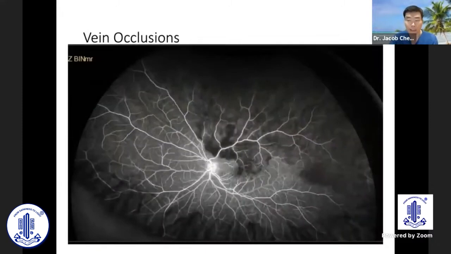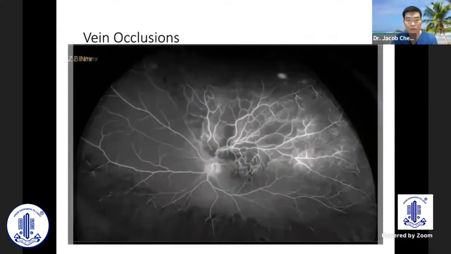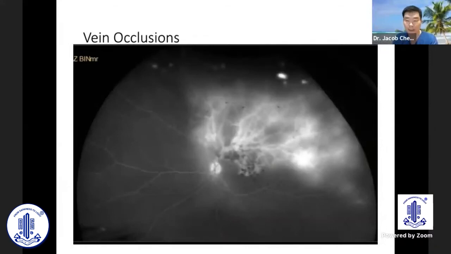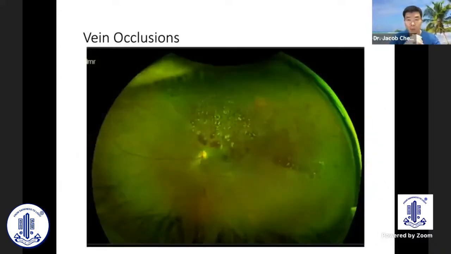Here on the fluorescein angiogram in the early frames, you can see the delayed venous return, as well as ischemia, as well as the capillary dropout in the later frames, capillary insufficiency in the late frames. Here, zooming in on the macula, we can see the macular ischemia of this patient who presented with poor vision.